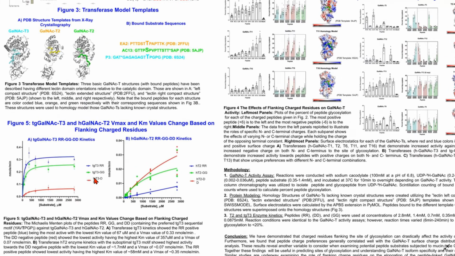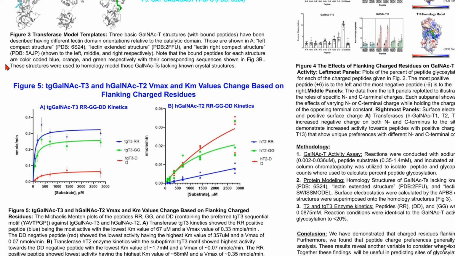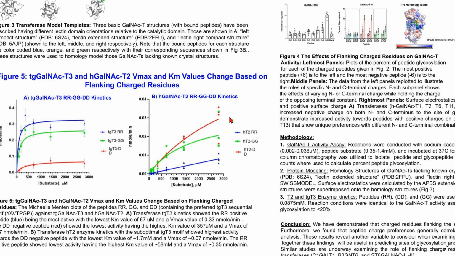In Figure 5, we tested two of our enzymes, the TG GalNAc T3 and the H GalNAc T2, and we saw that these Vmax and Km values drastically changed based on the charged substrate preferences of these two enzymes. T3 is represented in Figure 5a, and T2 is represented in Figure 5b. These results further enhance our conclusions drawn from Figure 4.